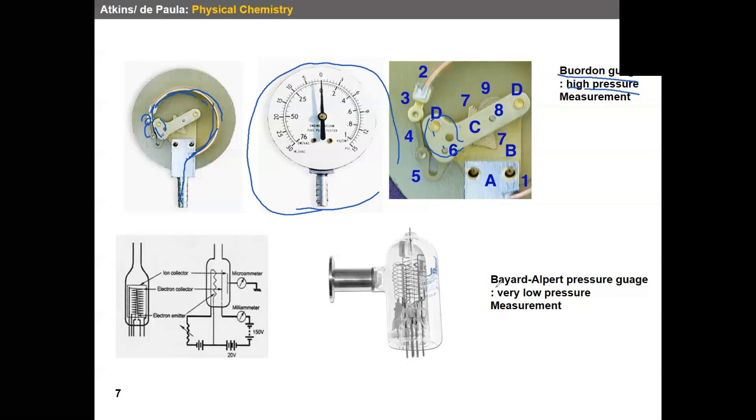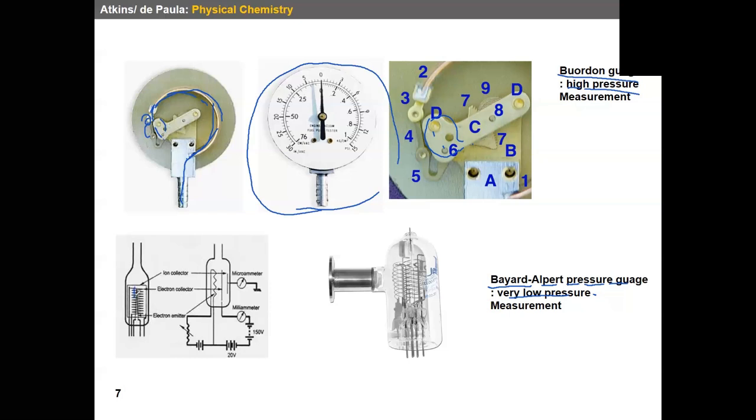Okay, so the other type is the Bayard-Alpert pressure gauge. This is a high-precision pressure measurement system. If we have really low pressure, then we want to know that pressure size. Then we can use this kind of cylindrical type of gauge.